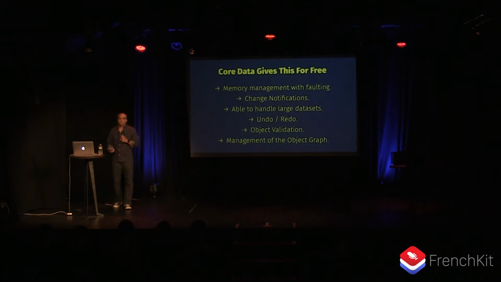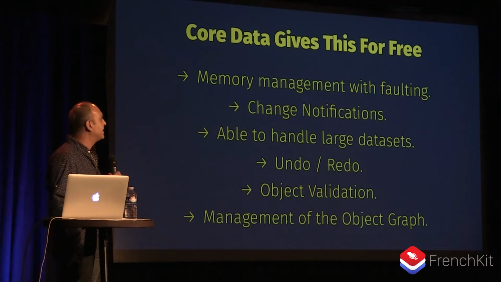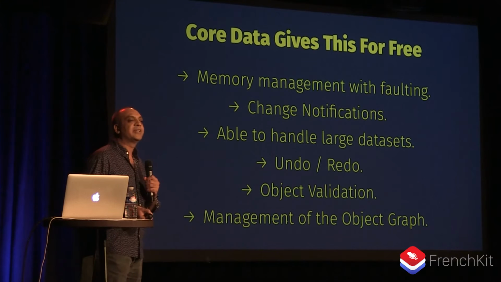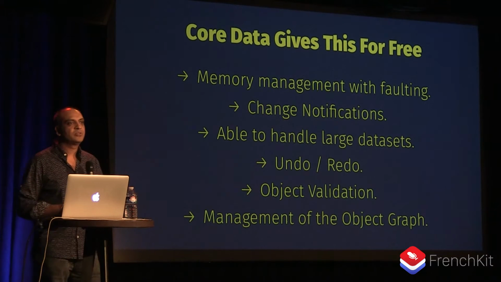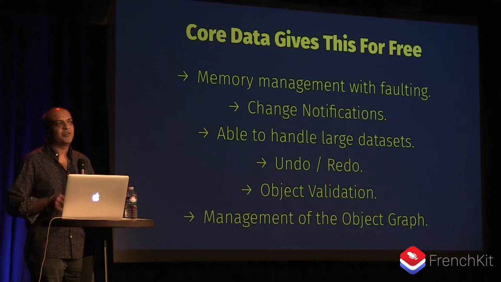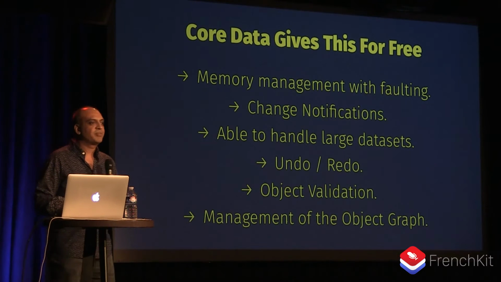Some of the things that you get with Core Data for free. Memory management with faulting. I'll speak a little bit about faulting later. Change notifications. Core Data, if you listen to all the notifications it sends out, is very, very chatty. You can subscribe to the notifications on different contexts, all contexts, particular models. Basically, it updates you with notifications a lot. But a good thing is that if you change the data that you're using, one of the things I'll speak about is NSFetchedResultsController, it tells you what has changed, where it has changed, and how it has changed.